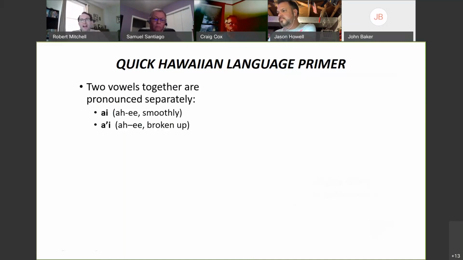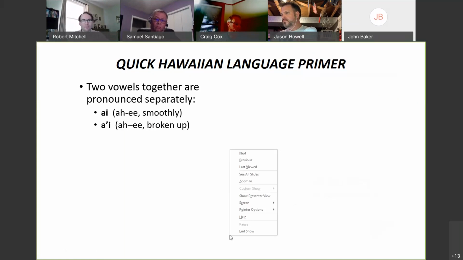Now, if you see two vowels stitched together in a word, they're always pronounced separately. So like in our language, if you see E and A together, it would be E or A all together. But no, if you saw that in Hawaiian, it would be Ea. And AI in Hawaiian is Ai, or Ai if you have the glottal stop in between.